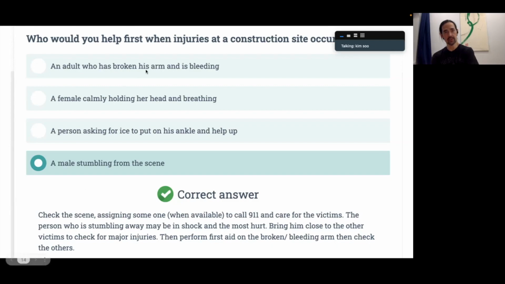Then check the others. The adult who's broken his arm is number 2. The female calmly holding her head and breathing, and the person asking for ice to put on his ankle and help up, these 2 are last. The male stumbling from the scene is first.